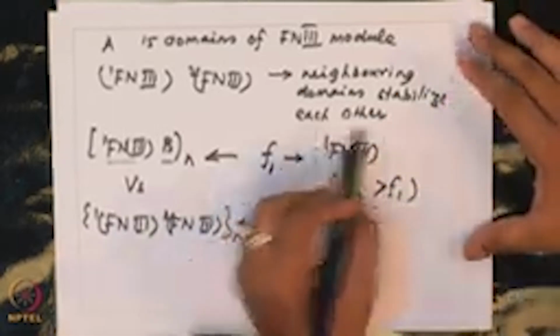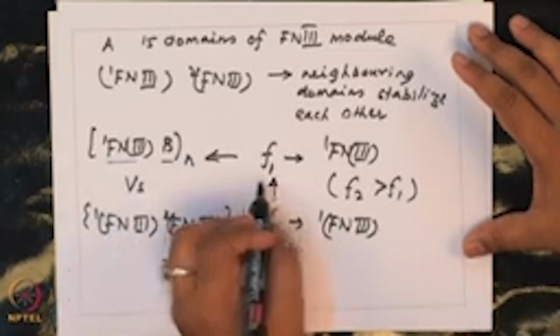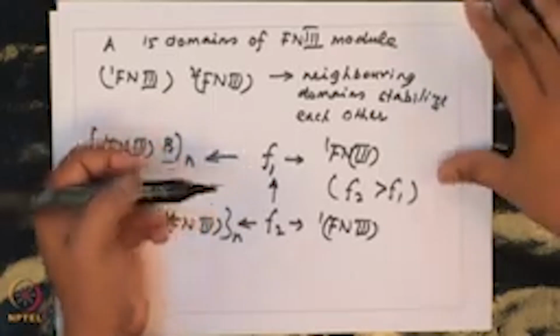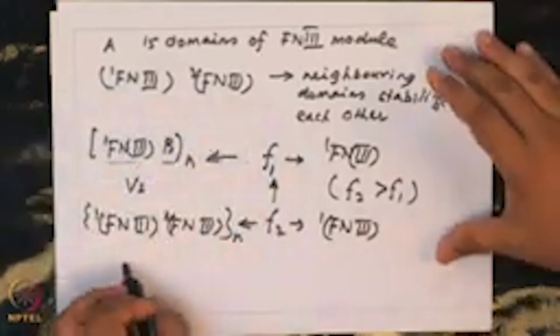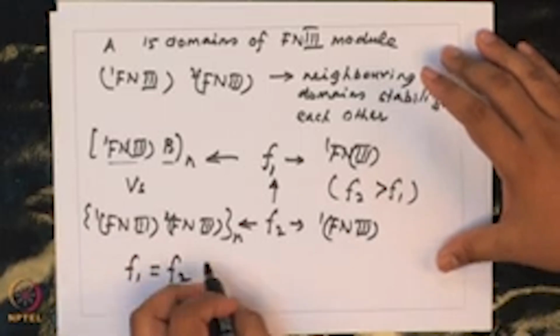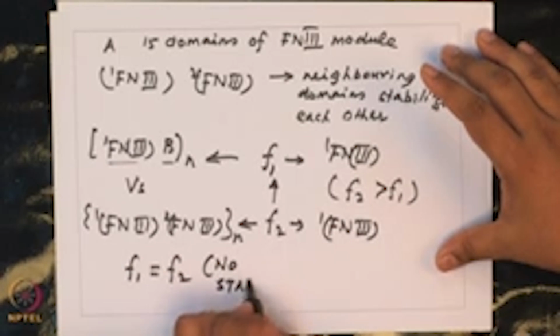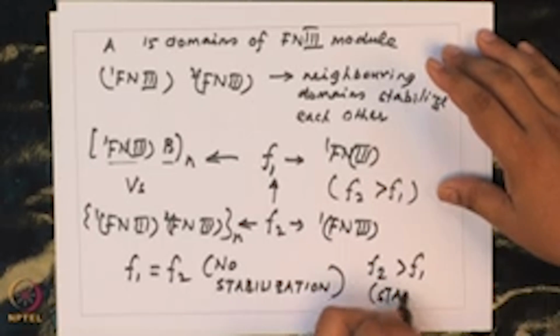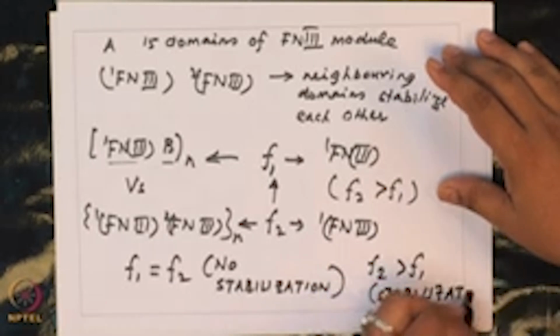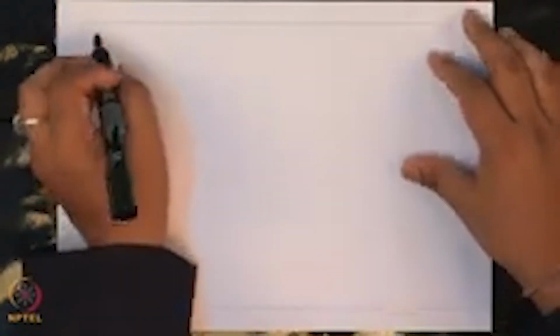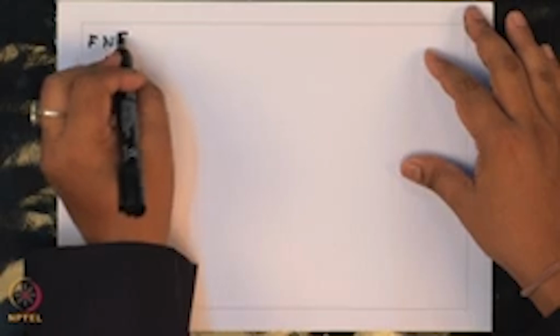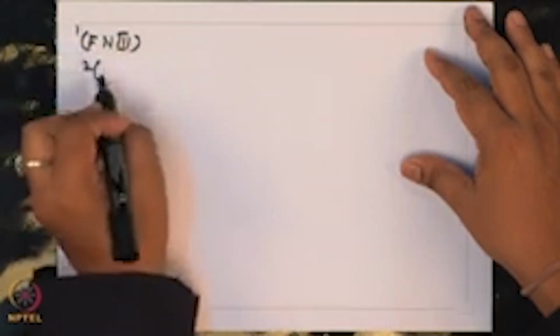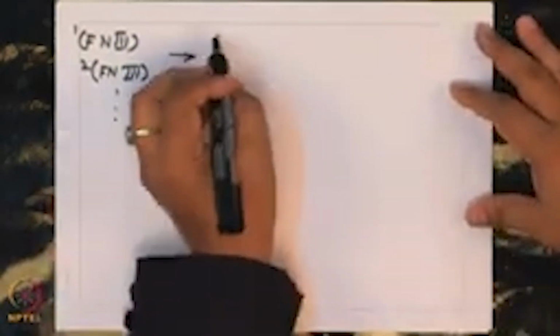If there is a stabilization by neighboring domain, you might see the F2 force that you measure to be greater than this F1 force. Versus if there is no neighboring interaction, then F1 equals F2 is what you will get. So, this is no stabilization, and F2 greater than F1 in the case of stabilization. Using this strategy, you can theoretically determine the unfolding force signature of all the domains, 1 dot dot dot.